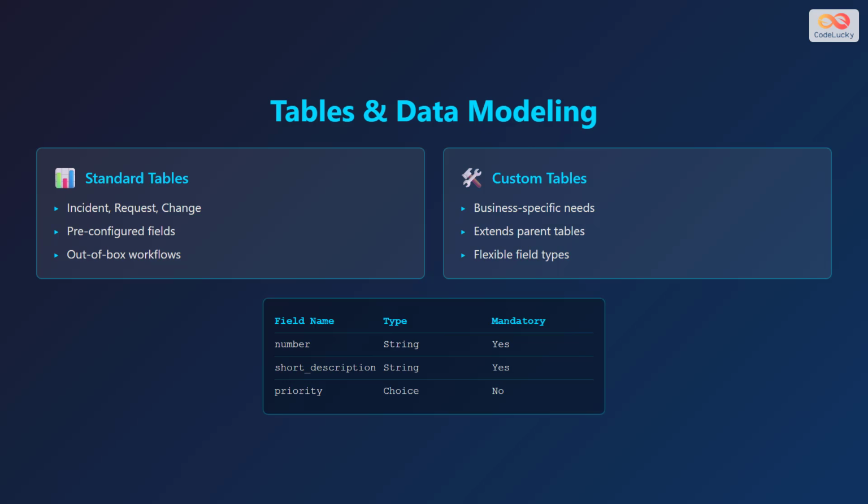ServiceNow stores data in tables, similar to spreadsheets in Excel. Standard tables like incident, request, and change come pre-configured with fields you need for ITSM. These tables already have the right fields and workflows set up. Custom tables let you create tables for your unique business needs. You might create a custom table to track project requests specific to your organization. Tables contain rows, which are individual records like a single incident ticket. Each record has fields like a number, description, and priority. Fields have different types: text for descriptions, choice fields for dropdowns, and date fields for timestamps. Understanding how to design and extend tables is fundamental to ServiceNow development.